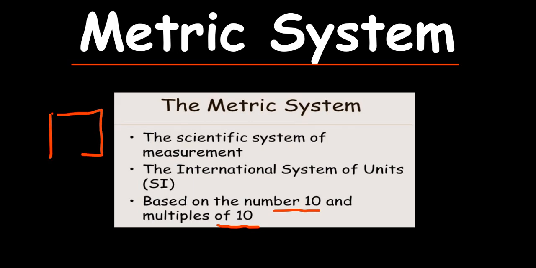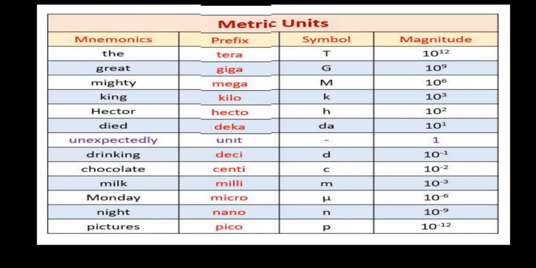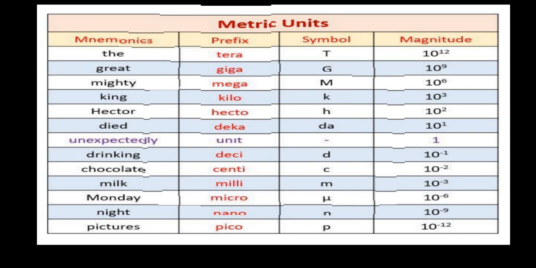So this metric system is simply a table that has prefixes, and then the values of those prefixes. Depending on the prefix that you are using in a certain measurement, you'll be able to tell its value when you change it to the base unit. So let me show you the metric system here. This is the metric system, the one that you can see on my screen. The metric system is based on 10 and multiples and sub-multiples of 10.